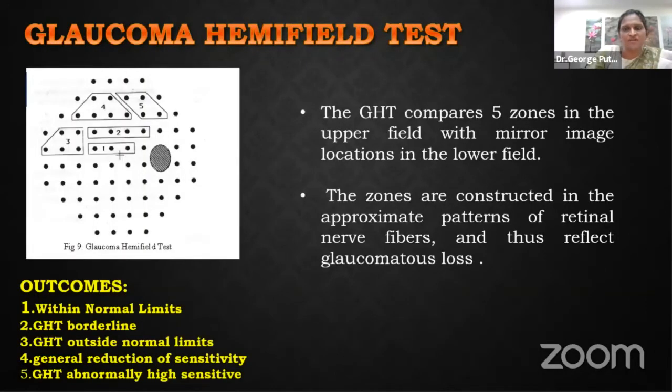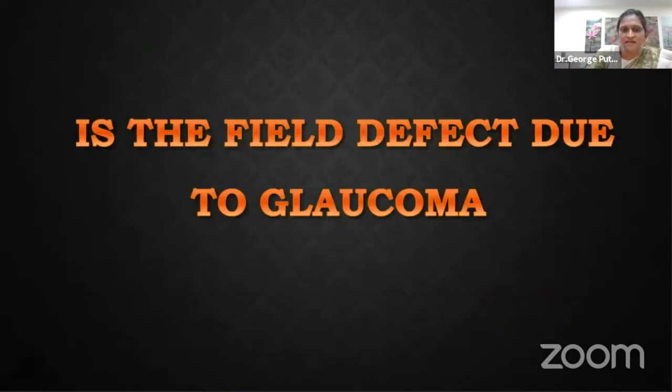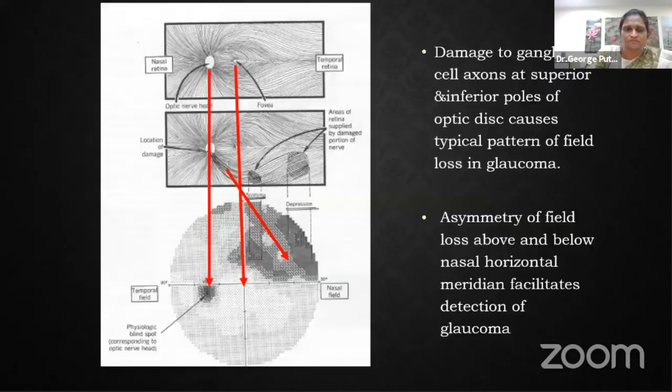The glaucoma hemifield test assesses the zones in the superior and the inferior hemisphere. Since glaucoma affects the horizontal nerve fibers in an asymmetrical way, this gives us a better knowledge about the glaucoma field defect. So the outcomes may be within normal limits, borderline, outside normal limits, or general reduction of sensitivity. So with these basic ideas, how do we detect a field defect, whether it is due to glaucoma?